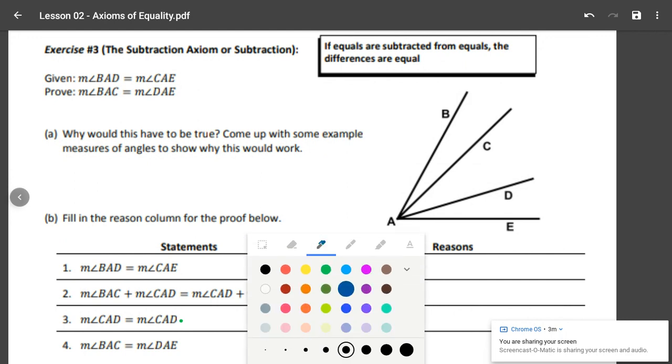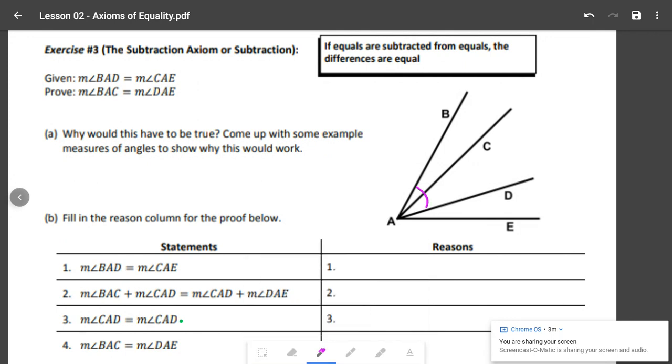Now, given that angle BAD, so this whole angle, is congruent to the angle CAE. So that's what they start us off with. We want to prove the smaller angles are equivalent. Why would this have to be true? So it says to come up with some angle measures. Let's just say that angle BAD equals 50 degrees. That would mean angle CAE would also be 50 degrees.